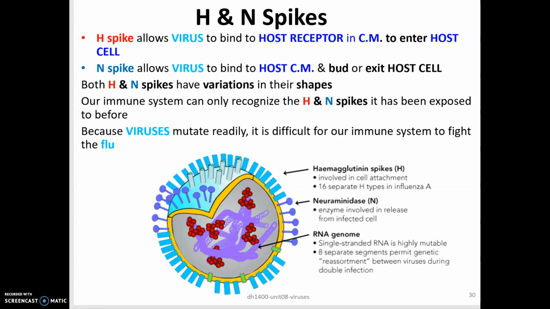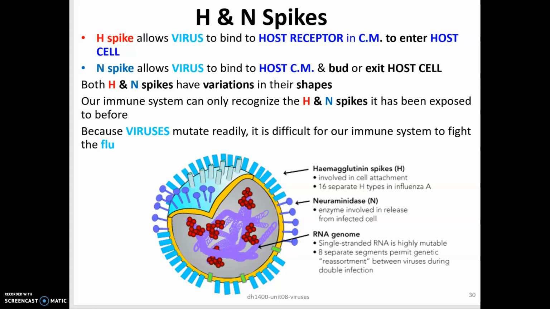So both of these H and N spikes, the hemagglutinin and neuraminidase, we can see variations in their shapes. They'll have tiny changes in their shapes, but those tiny changes can represent a big difference to the virus. Those little tiny changes that we see from one year to the next year is what allows you to get a flu one year and then get a different flu, a slightly different flu, the very next year.